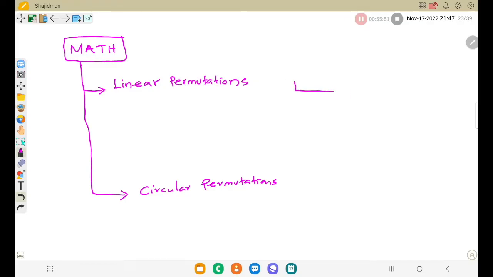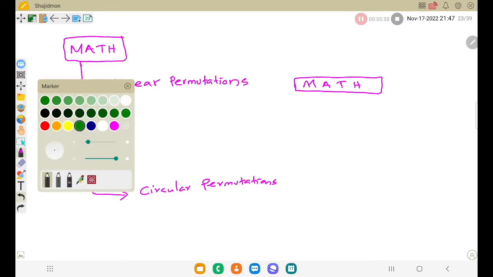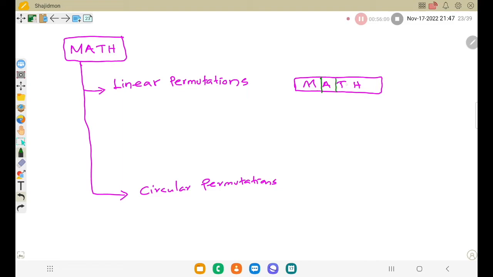So linear way means like this, M A T H, math, a 4 letter word. M is the first, A is second, then T and H. Arranging in different ways, what is the linear permutation we are getting? How many ways can we arrange the letters of the word math? Permutation of 4 letters, taking 4 at a time, 4P4, we are getting 24.